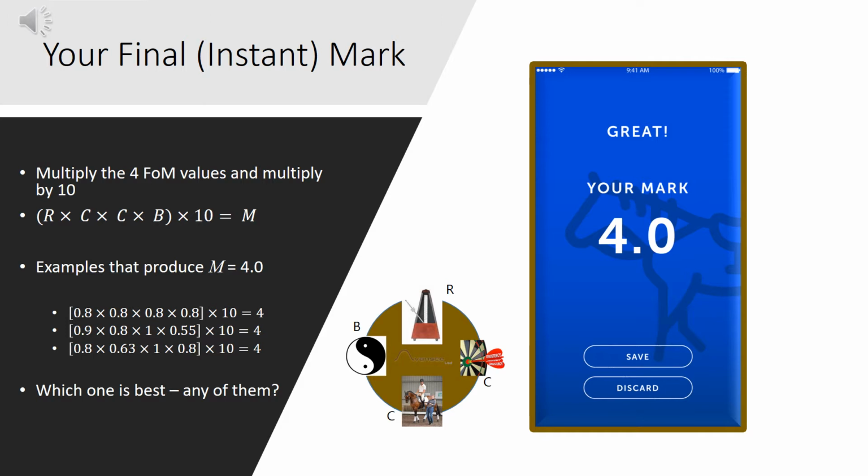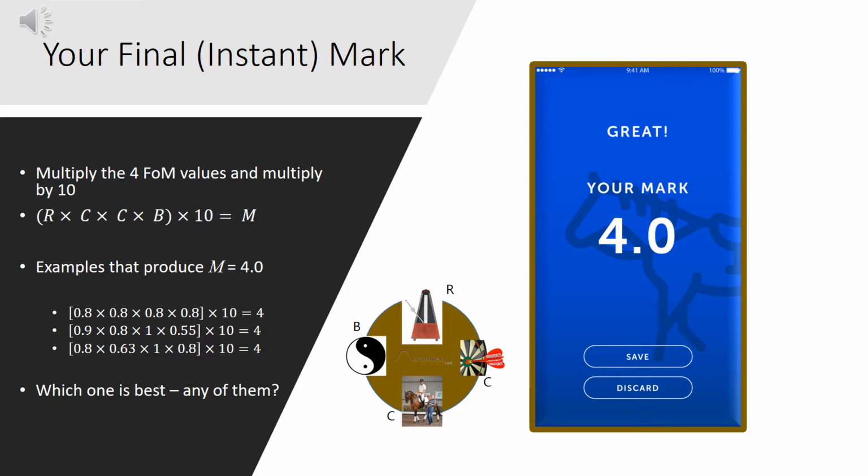So that's how the mark is calculated for each hand. So we do that with the right hand, do it with the left hand, and then average those 2 together to give you this mark on the phone. So if you've got everything right, you're going to be close to 10. And if you need to work on some aspects, you're going to get a lower mark.